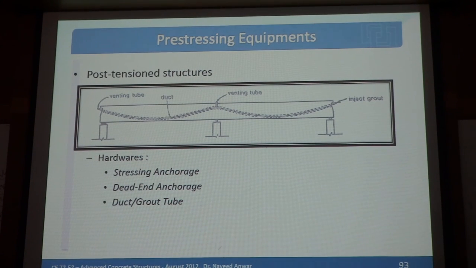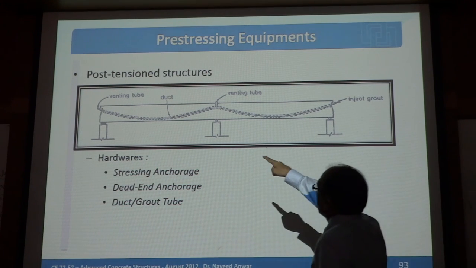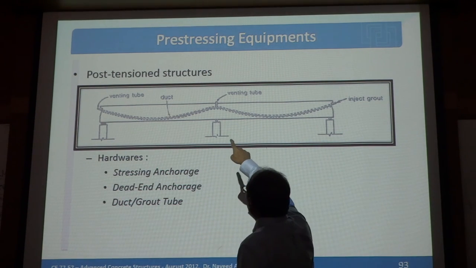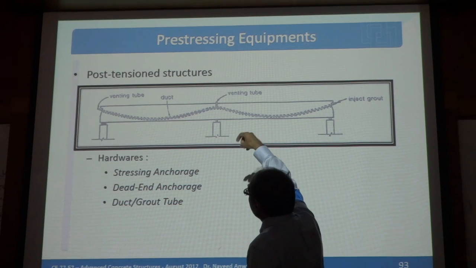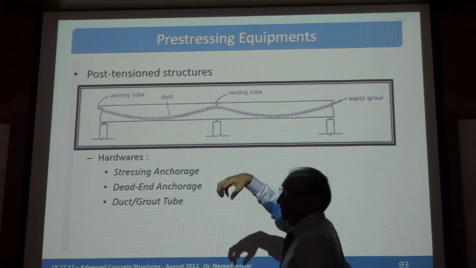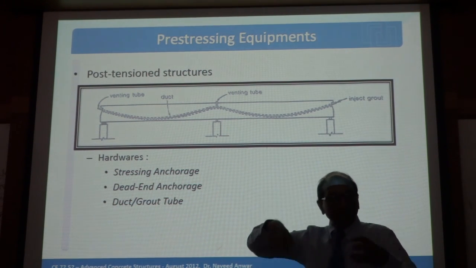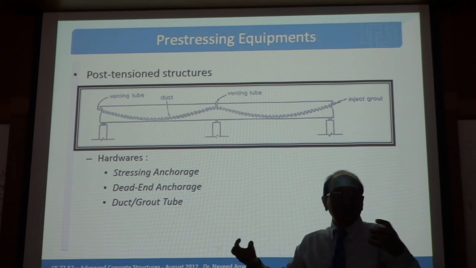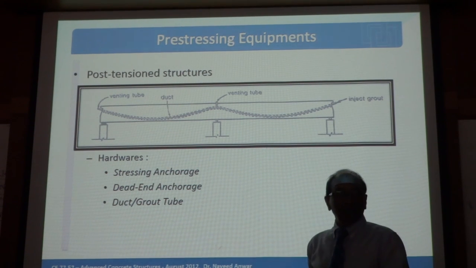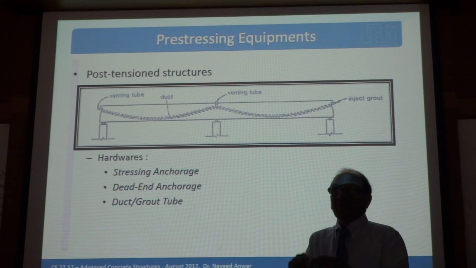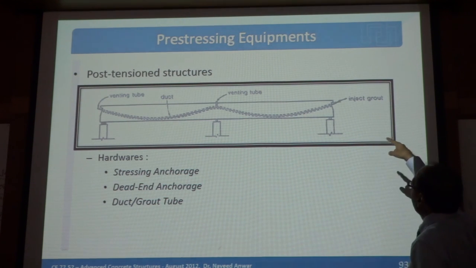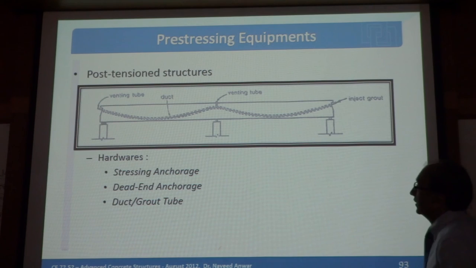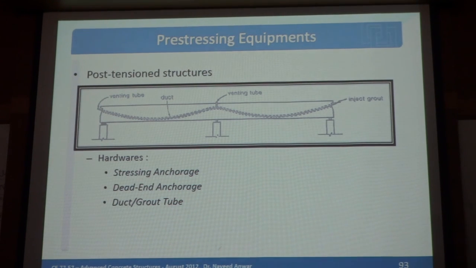This is the post-tensioning structure. And here you have the profile that is laid out. The cable goes through that. Those are venting tubes for doing the grouting. When you grout, you have venting, so you make sure that the grout is completely going through. When it comes out from the venting, then you know that grouting is done. So we can inject the grout and then it goes to the other side. So we have duct and injection.